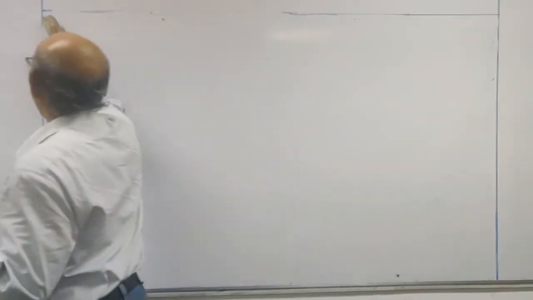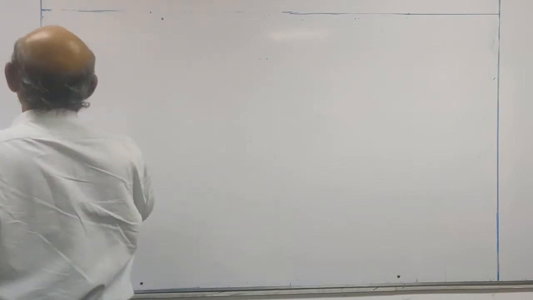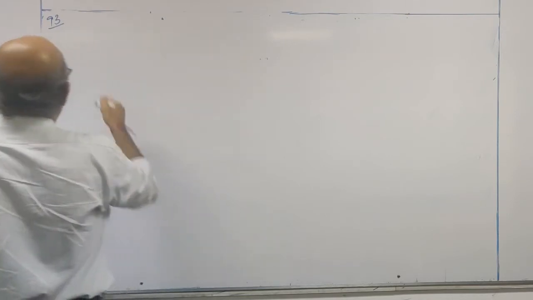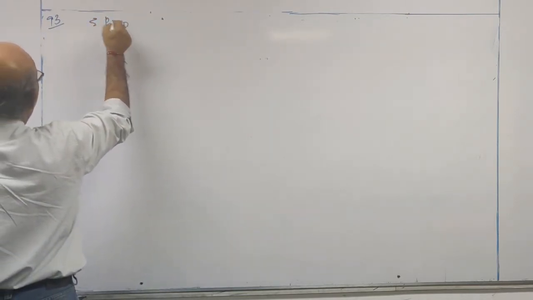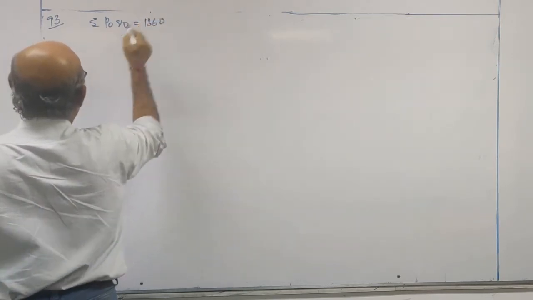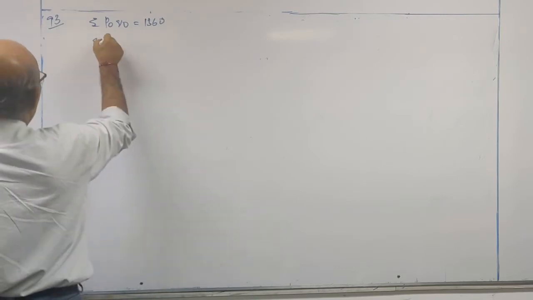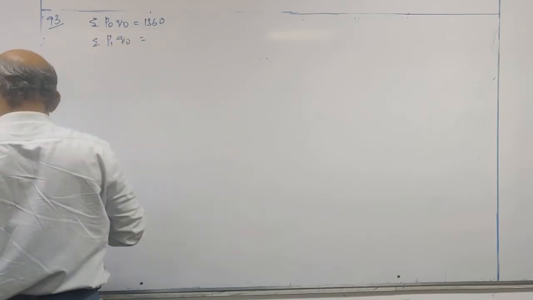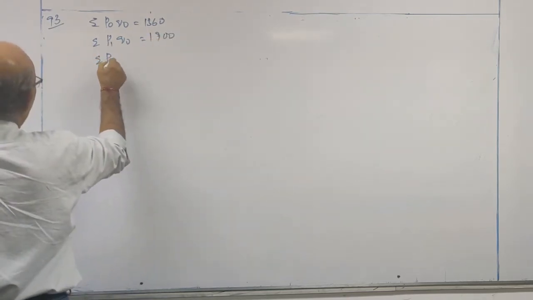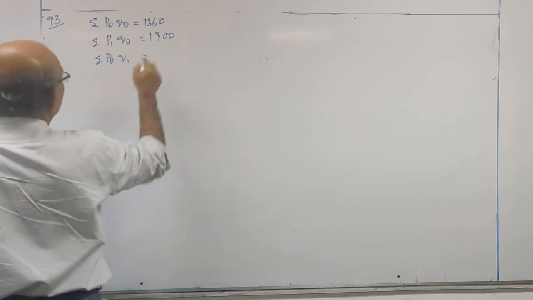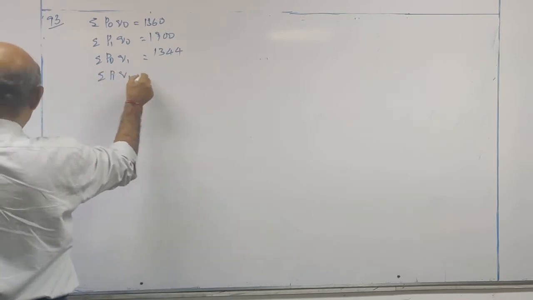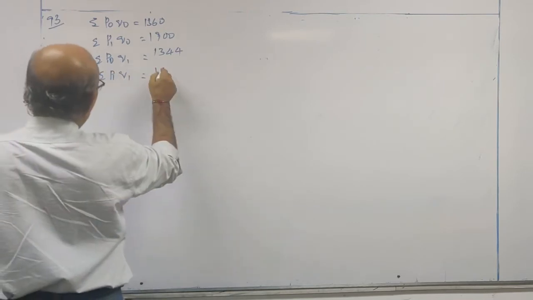Look at question number 93. Summation of P0 Q0 is 1360. Summation of P1 Q0 is 1900. Summation of P0 Q1 is 1344. Summation of P1 Q1 is equal to 1880.